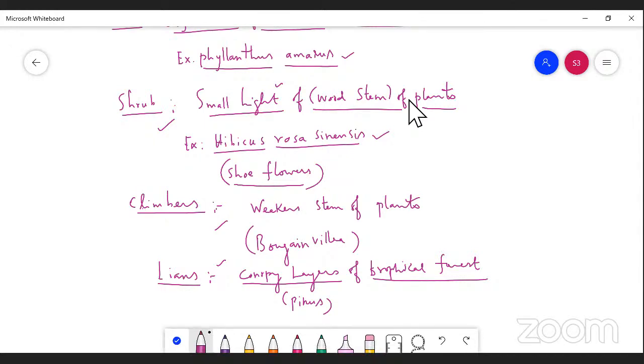The tropical plants occupy the canopy layer of the tropical forest. Lianas, for example, Ginkgo biloba.